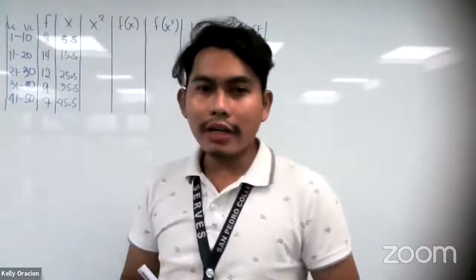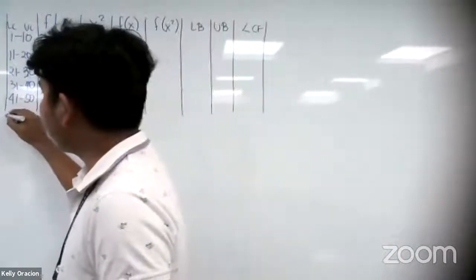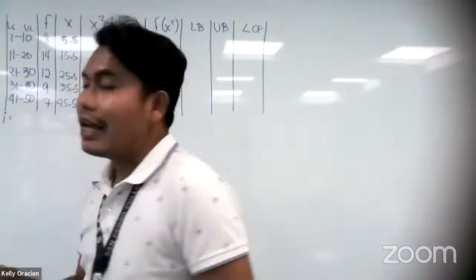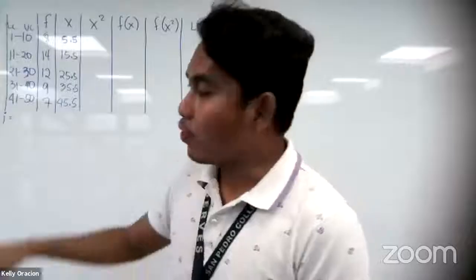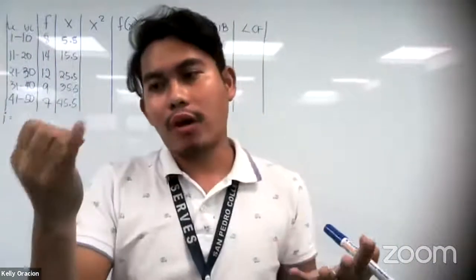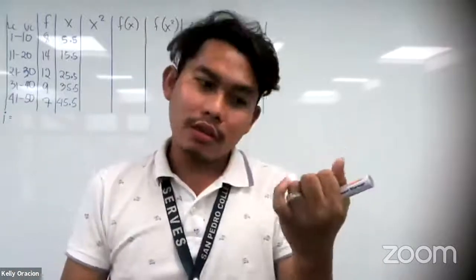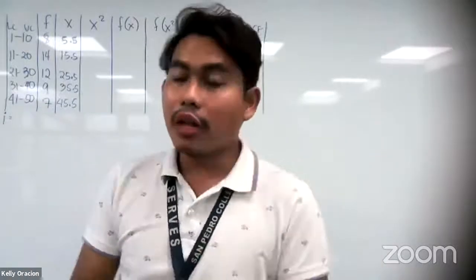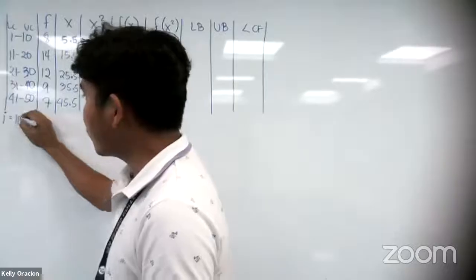Okay. Next, we need to get the interval first. Interval is also called class width. This I is the interval, or also called class width. How do we get the class width? Just count from 1 to 10: 1, 2, 3, 4, 5, 6, 7, 8, 9, 10. That means the interval is 10.